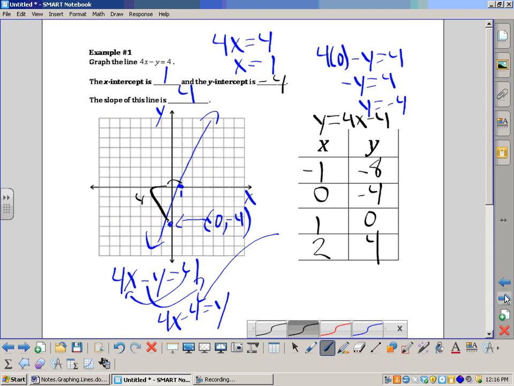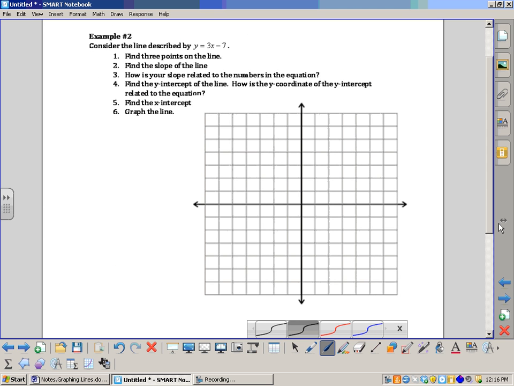Let's go to the next question. Oh my gosh, look at all this. Consider the line described by y equals 3x minus 7. Find 3 points on the line. Okay, so starting with a table is not required, but it might be a good first step.